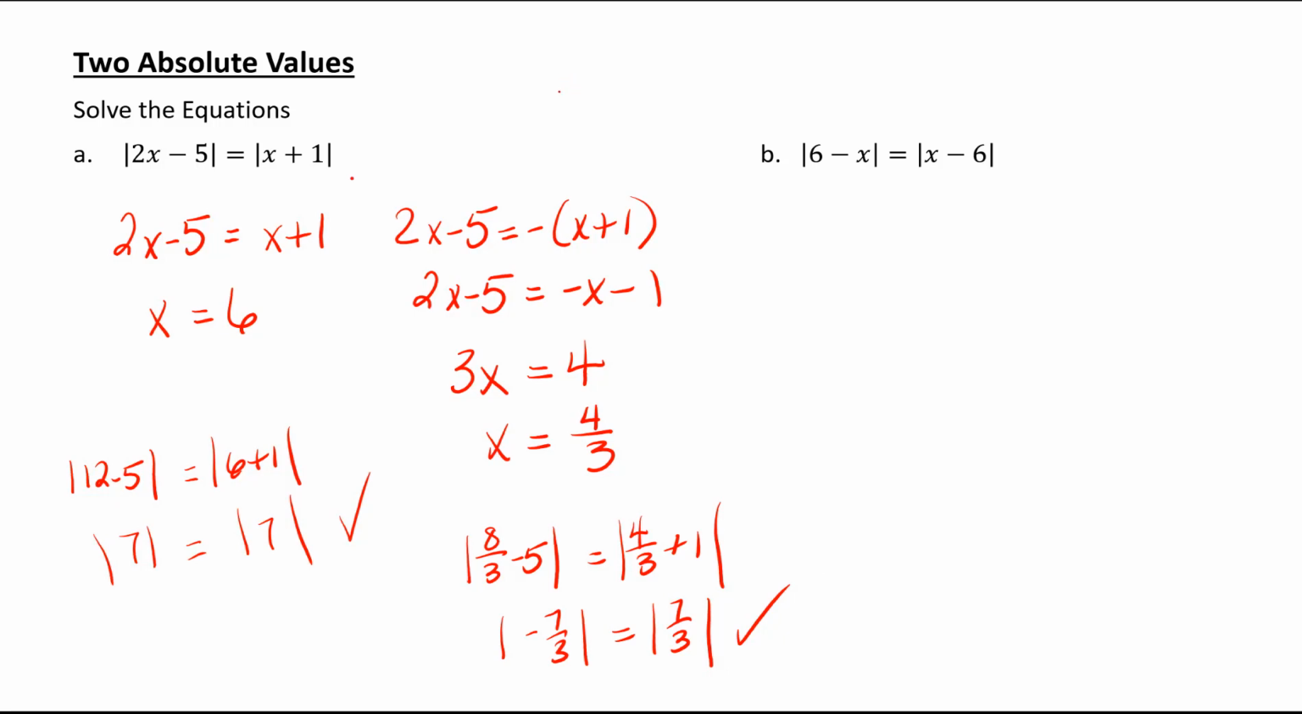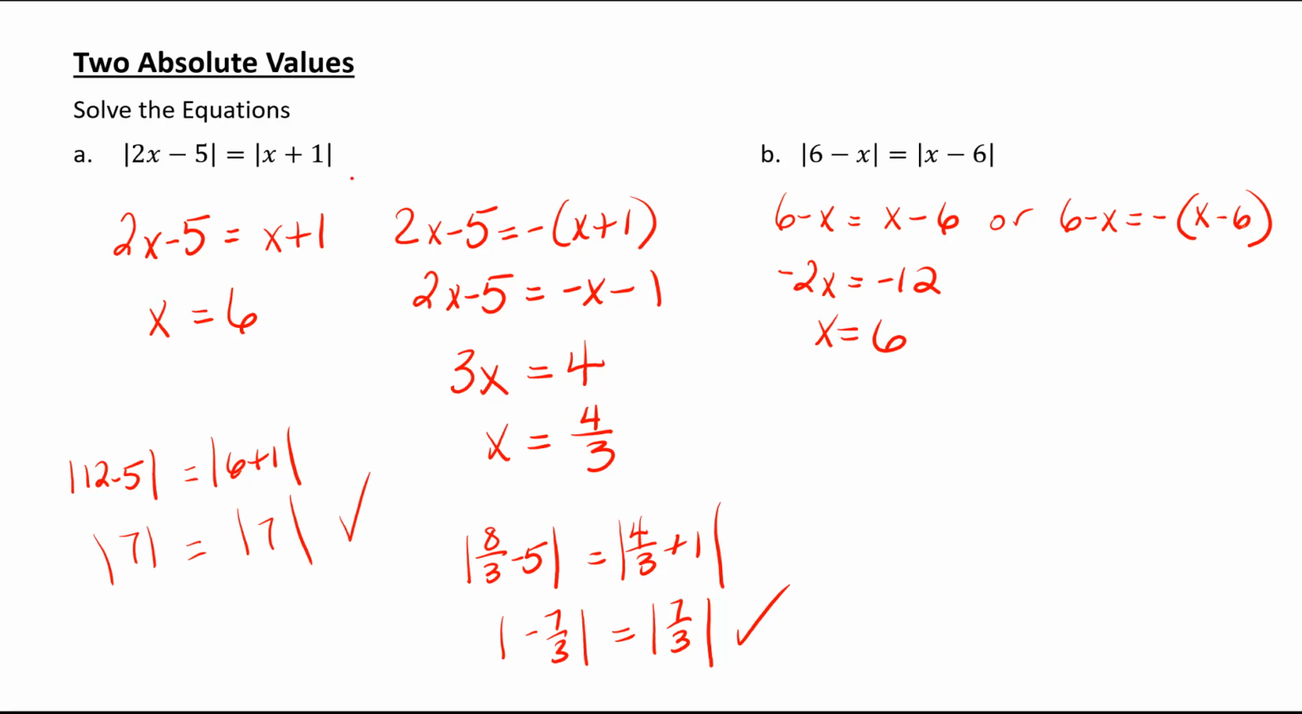So on this next example, we have the absolute value of 6 minus x equals the absolute value of x minus 6. And what that means is that either 6 minus x is equal to x minus 6, or 6 minus x is equal to the opposite of x minus 6. So for this first equation, you can subtract 6 on both sides and subtract x on both sides, and you'll have negative 2x equals negative 12, so x equals 6.